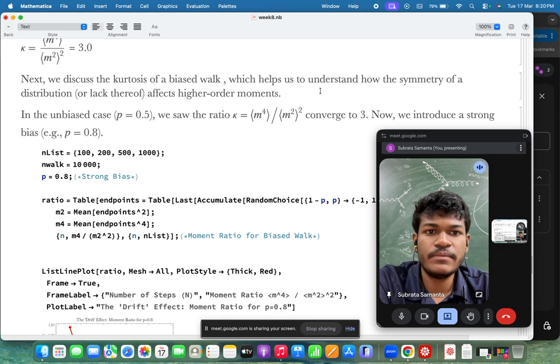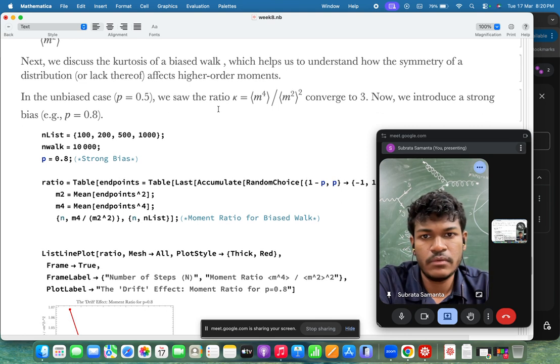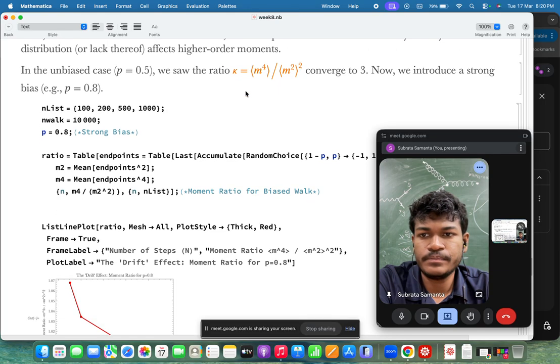This helps us understand how the symmetry of a distribution, or any lack of symmetry, affects the higher order moments. So, if you calculate m to the power 4 and then m square and then calculate the ratio, this tells you whether there is any symmetry or not. That means biased or unbiased.